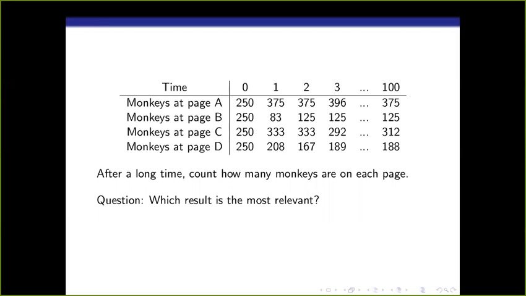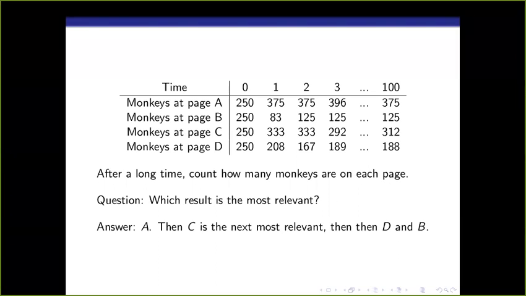All right, which web page is most relevant? That's what we're looking for here. This is what Google is secretly doing when you're searching for that cat video. Okay, so lots of people voted A, and A, of course, is the correct answer here. Why is A the most relevant? After a long period of time, A has the highest number of monkeys at that page.